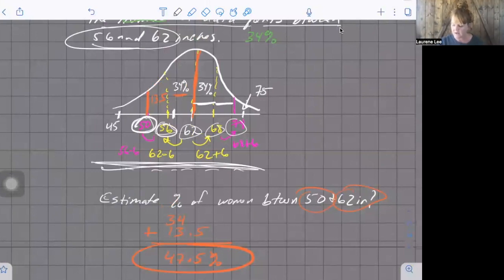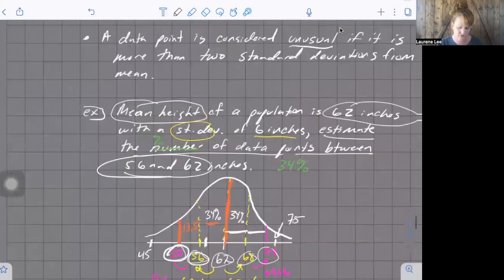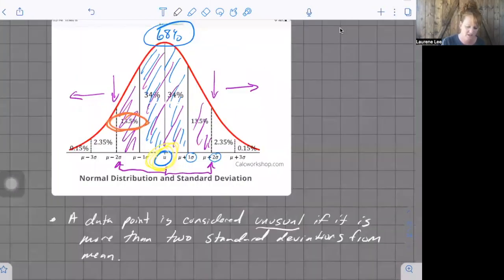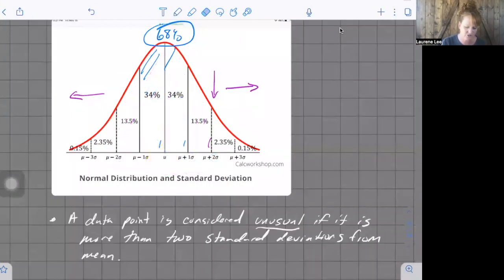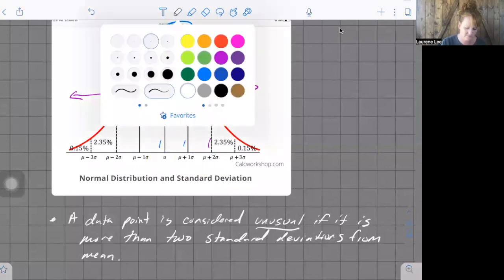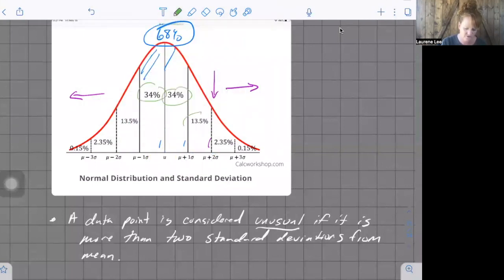That is it for this. You can just use these for reference. These percentages don't ever change. These 34s, 13s, and 2.5s, that's how they always add up. And when they're asking you to estimate percentages using the empirical rule, these are the numbers that you're using.